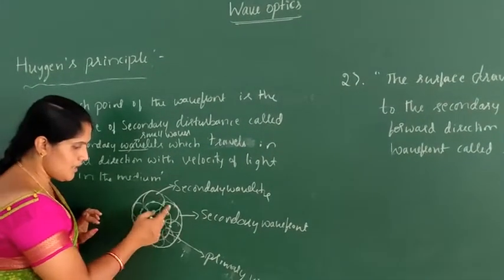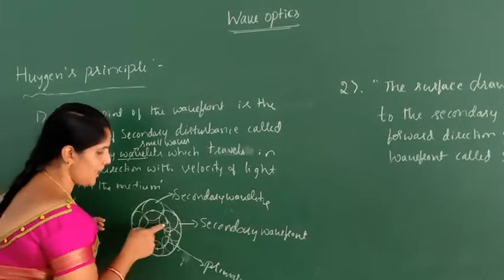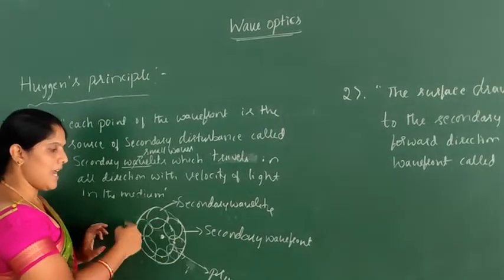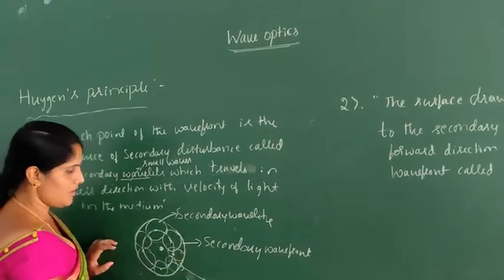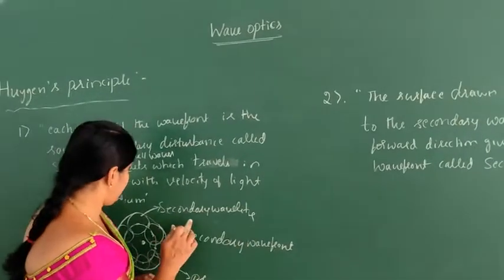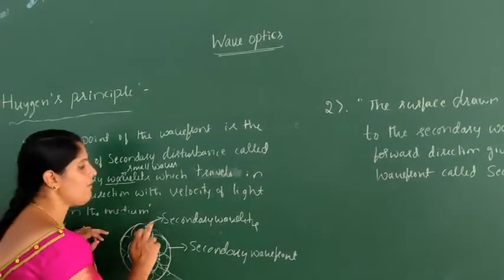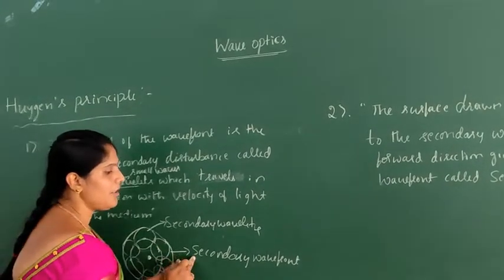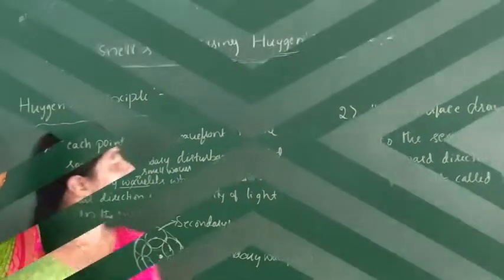So this is our primary wavefront. Secondary wavelets are obtained from the primary wavefront. The tangent line is drawn to the secondary wavelets. Sorry, this is secondary. The tangent drawn to the secondary wavelets gives a new wavefront, that is the secondary wavefront. I think it is clear to you now.